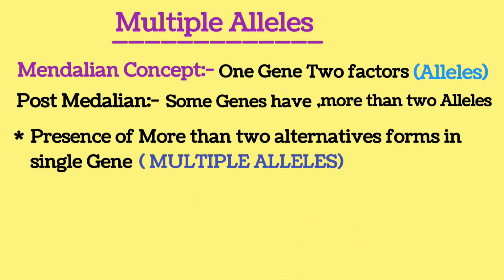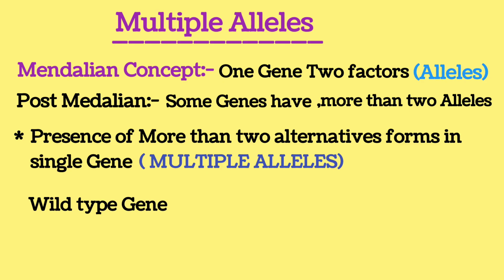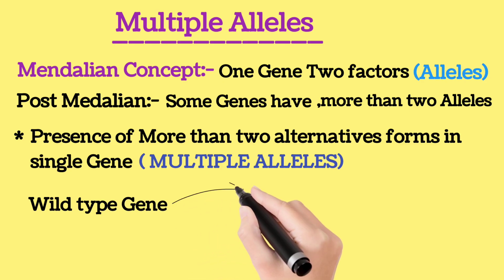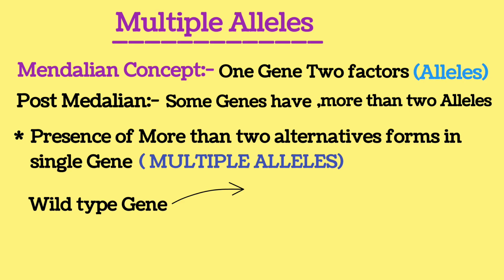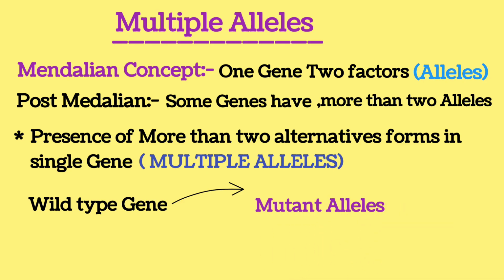As the word indicates, it is one gene having many alleles. Now, how do these alleles develop? A population has the most common type of wild type gene, which gets mutated or modified in different directions by different means to form mutant alleles. Mutant alleles are basically multiple alleles.